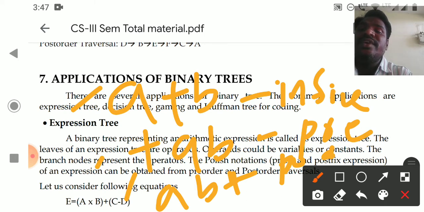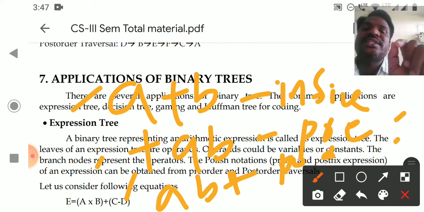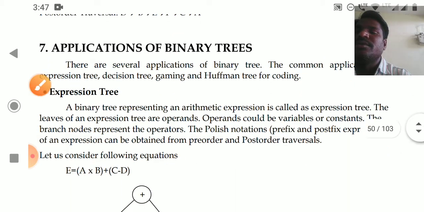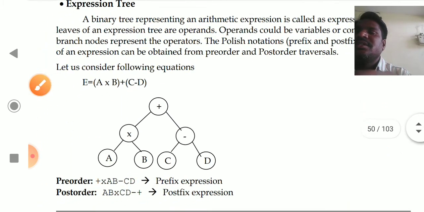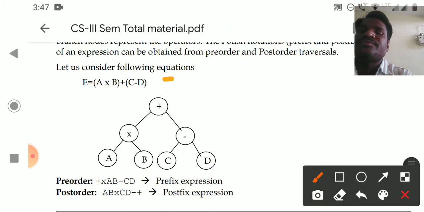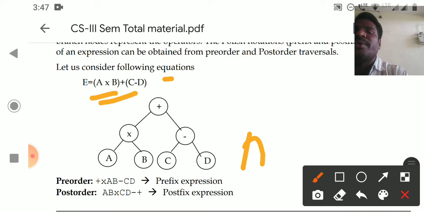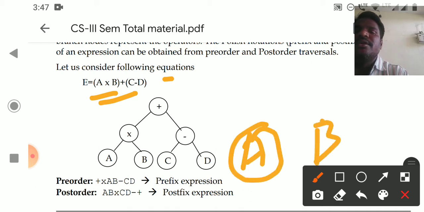So the prefix and postfix expression of an arithmetic expression can be obtained by using pre-order and post-order traversal. For example, let us consider this arithmetic expression. So how to construct this as an arithmetic expression? First A into B. A is the operand, B is the variable operand. So this is the root node.